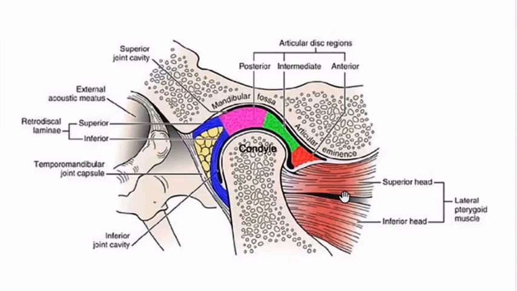We have mostly the capsule and the extension of the capsule, which is the disc. It has a high number of collagen fibers. Also in the articular surfaces, we have a high number of collagen fibers, to adapt to the forces produced, the tension load from heavy mastication. This joint is exposed to the highest load in the whole body, with values reaching 3,000 kilopascals in males.